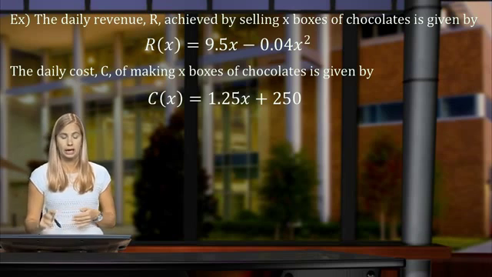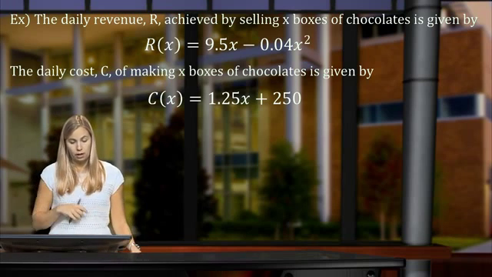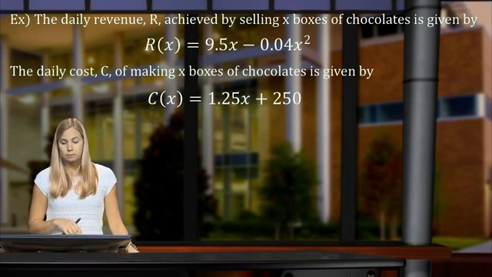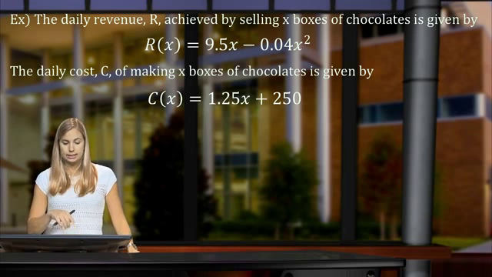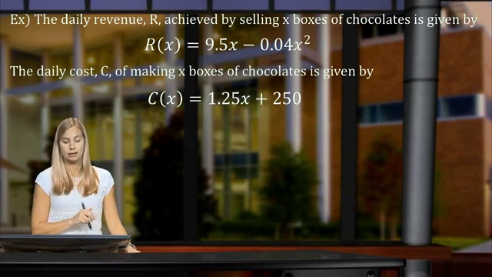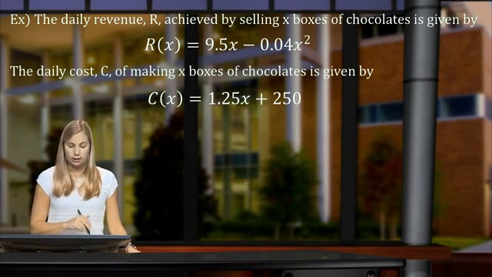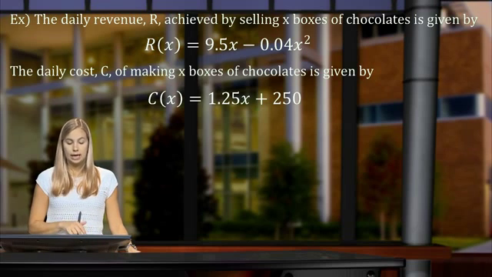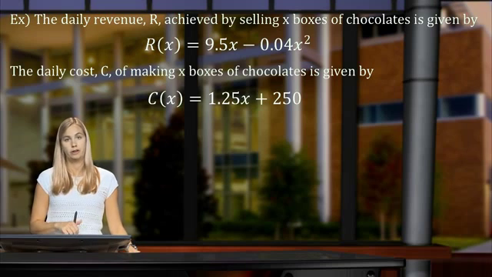Next, we'll look at some applications of quadratics. The daily revenue, R, achieved by selling X boxes of chocolates is given by the following function. R of X equals 9.5X minus 0.04X squared. The daily cost of making X boxes of chocolates is given by C of X equals 1.25X plus 250.